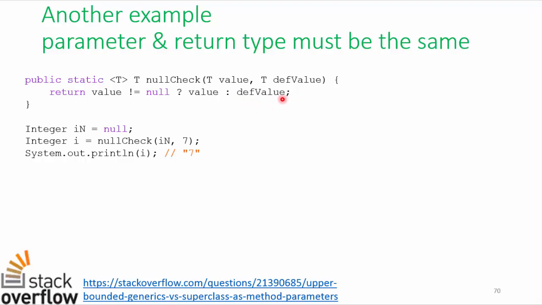So the way you would use it, for example, you have an Integer in. This is a reference to an Integer object, and it's null.